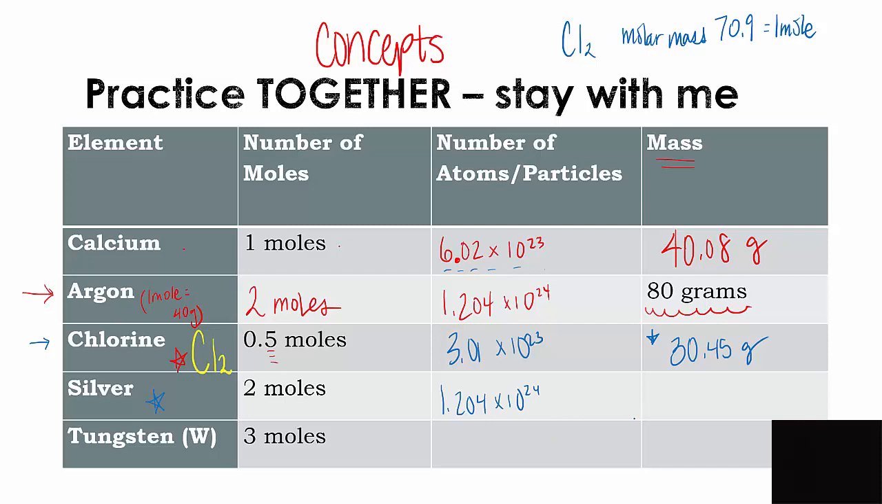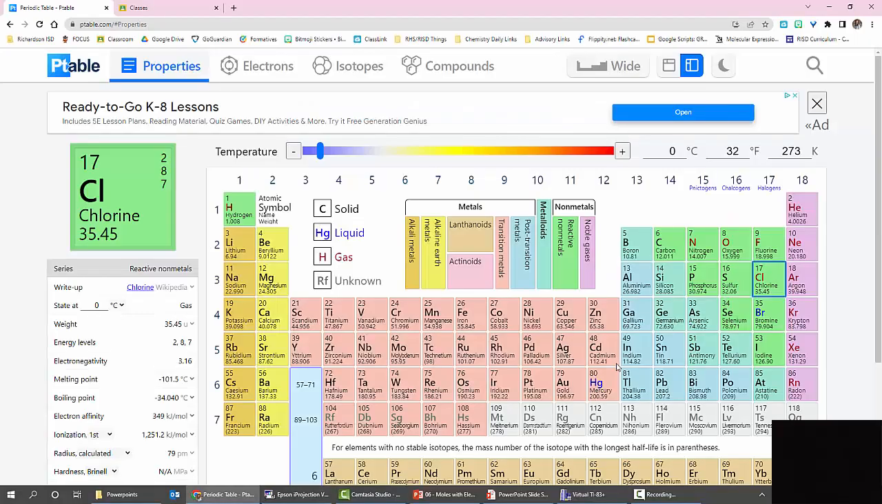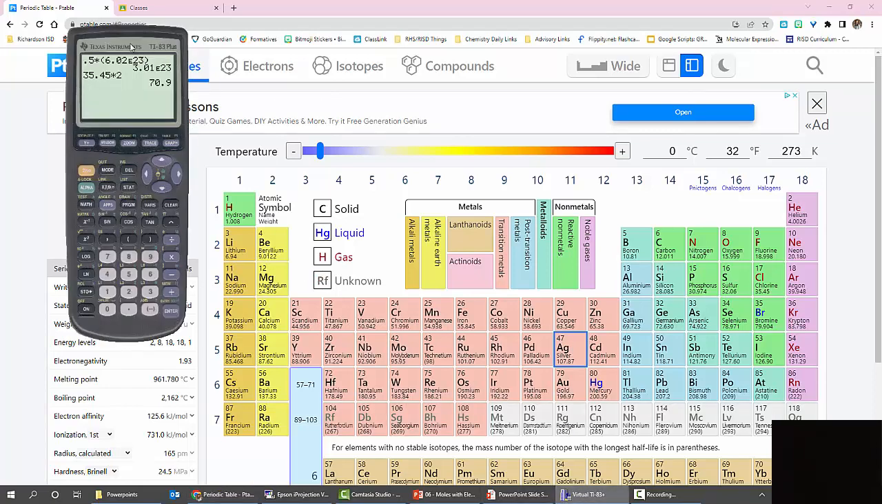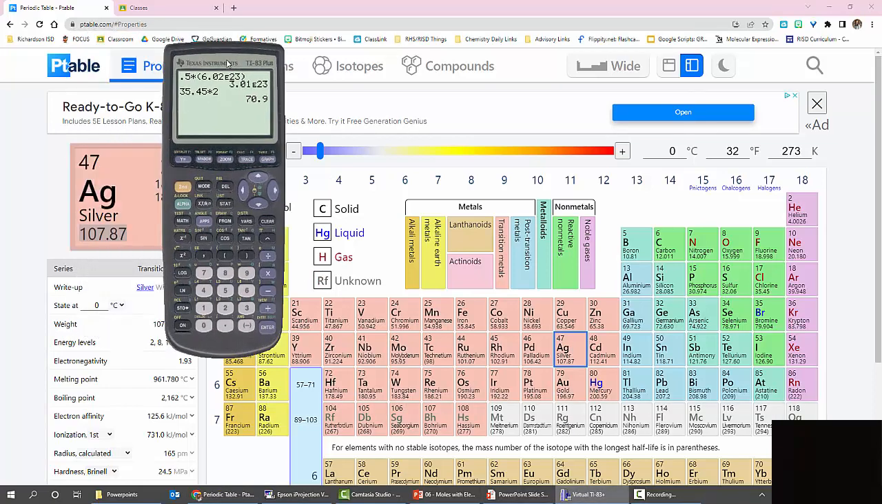And then the molar mass of silver on the periodic table here is 107.87, but we've got 2 moles, so we need twice that much. So we're going to do 107.87 times 2, which is 215.74.